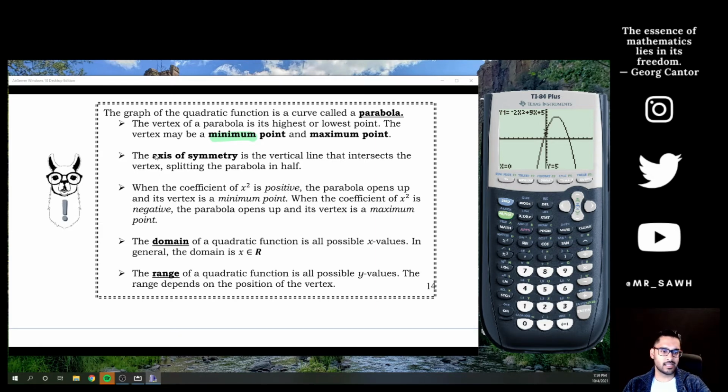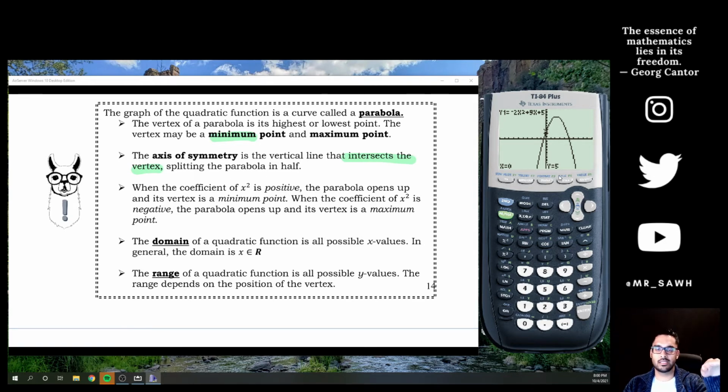There's something called an axis of symmetry as well. All these parabolas are symmetrical around a certain point. And it's the vertical line that intersects the vertex at peak or valley, right? The highest or lowest point. And so the symmetry line will intersect the vertex. Essentially, it cuts it right down the center, right? It cuts it in half.